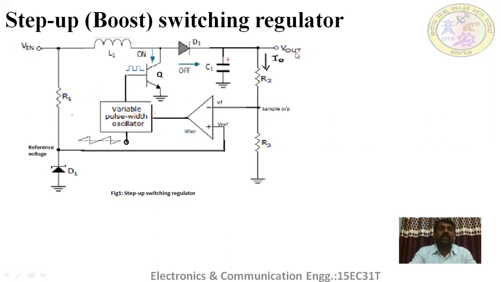Obviously, the output voltage is always greater than the input voltage. So when the switch is off, the current flows only in this path. That is, the output voltage is available in both cases, whether the switch is on or off, and the load current flows continuously. Therefore, this switching regulator provides more output than the input voltage.